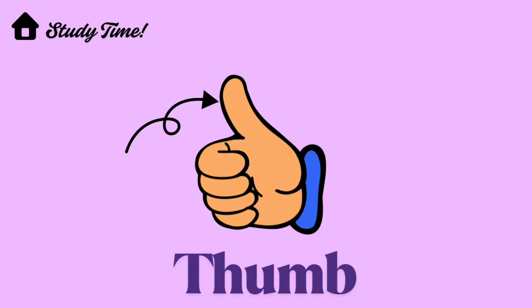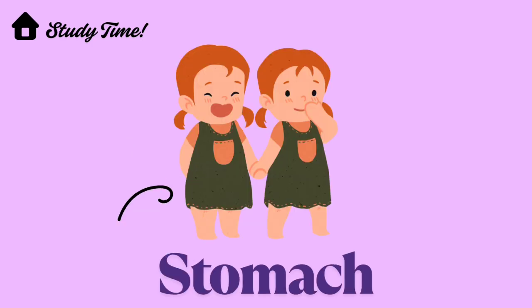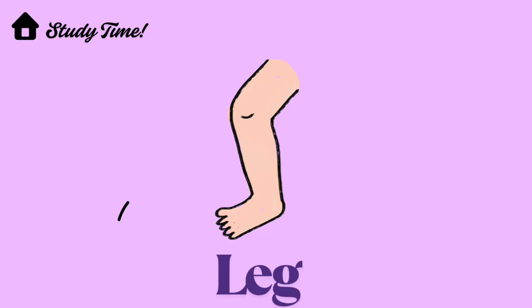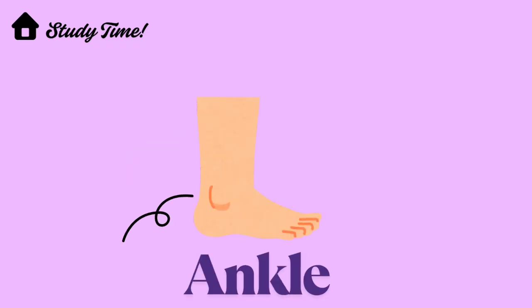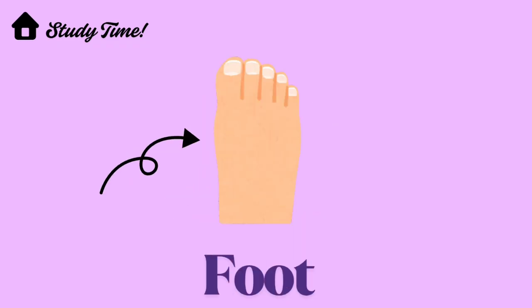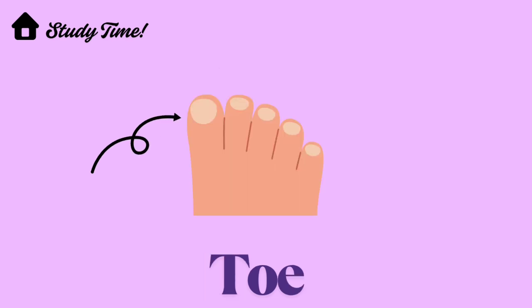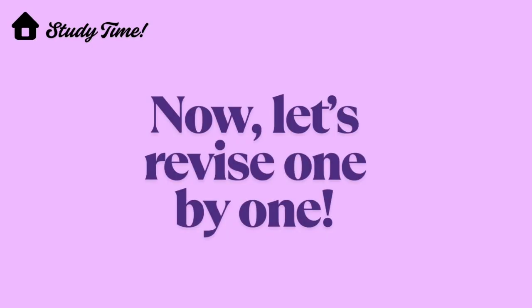This is thumb. Stomach. This is stomach. Leg. This is leg. Knee. This is knee. Ankle. This is ankle. Foot. This is foot. Toe. This is toe. Now let's revise one by one.